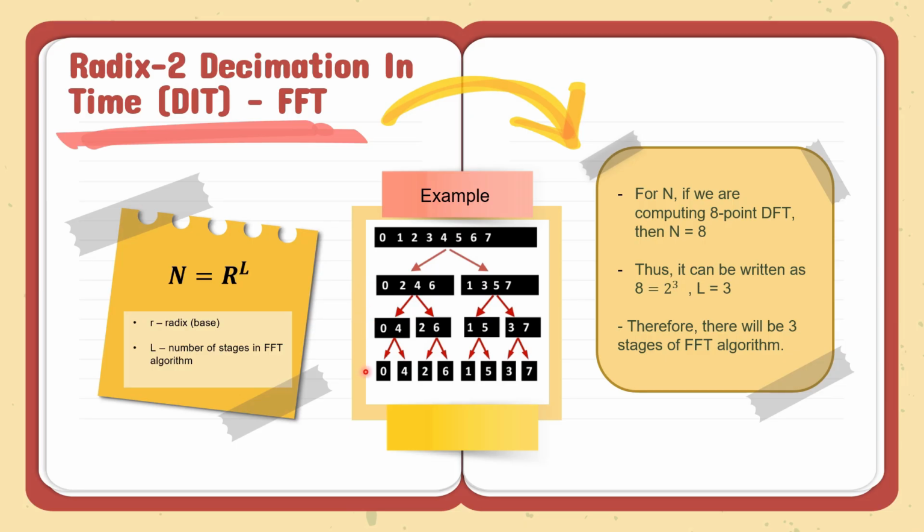3 stages. So from here we can see that the N-point is divided into N over 2 point sequences, where we have 2 signals of 4 samples, which consist of the even and odd numbered samples. The process will be continued until we are left with 2-point DFTs.